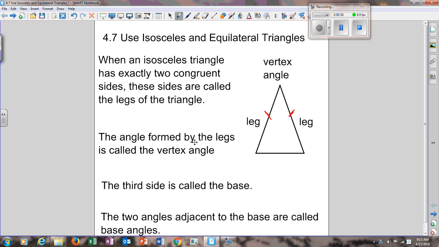Then the angle formed by the legs is called the vertex angle. So that would be the vertex angle at the top. The third side is called the base. I'm all about that base. Then the two angles adjacent to the base, which means next to the base, are called base angles. So these two angles down here are called your base angles.